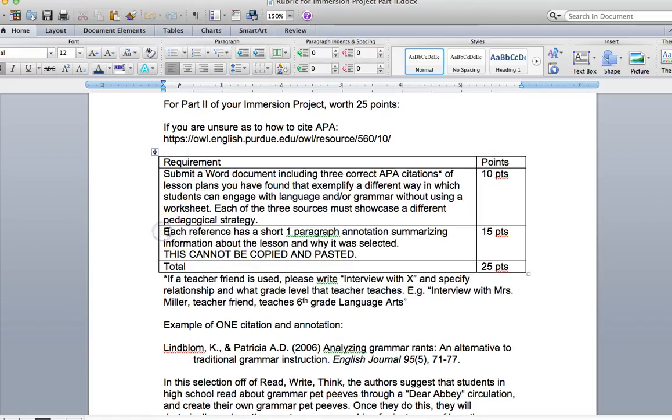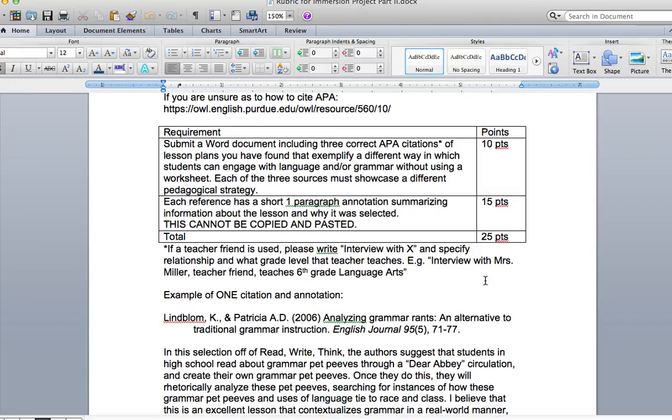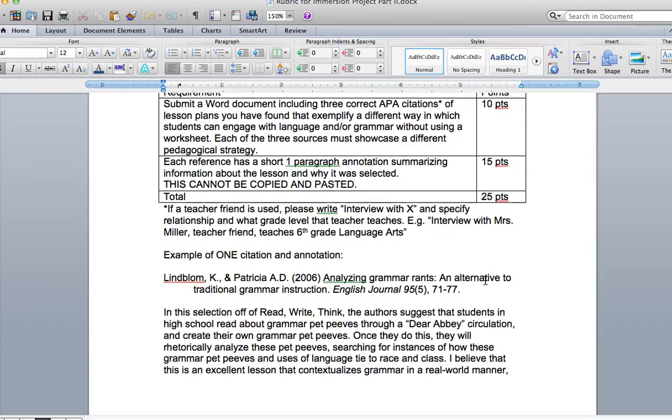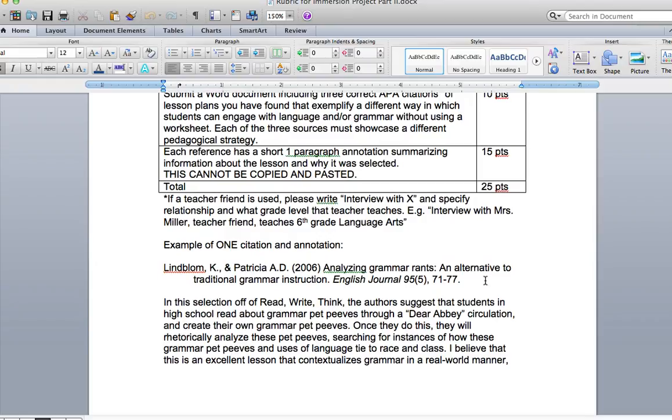Each reference has a short 1-paragraph annotation summarizing the information and why it was selected. It cannot be copied and pasted. A lot of these sites have summaries of the lessons. You cannot copy and paste because that's plagiarism. So make sure that you're synthesizing what you found and talking about it.